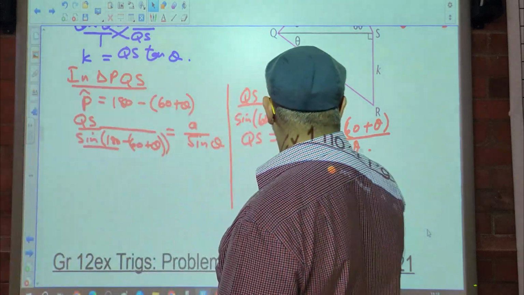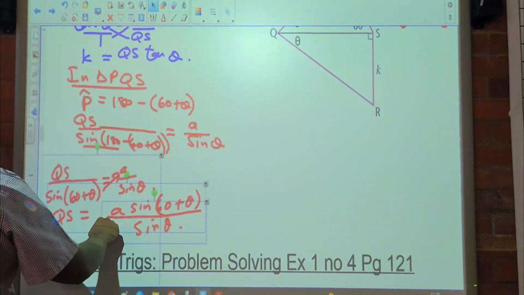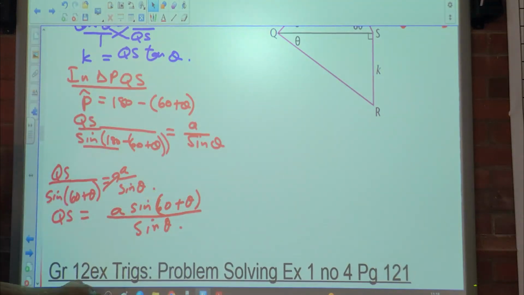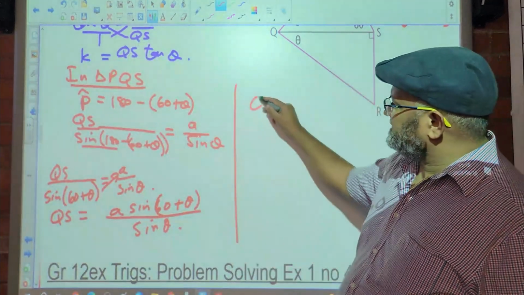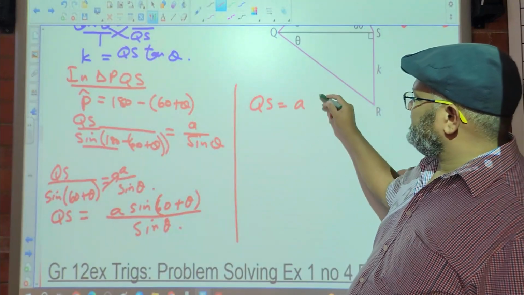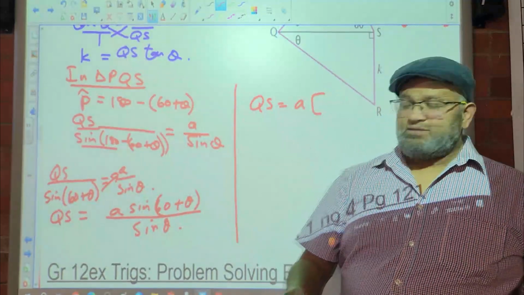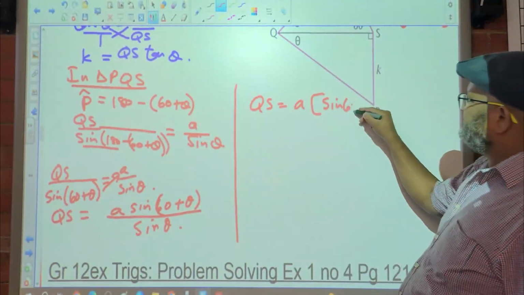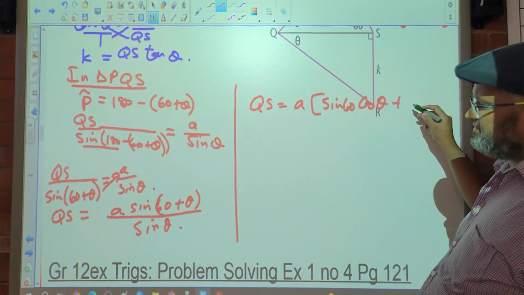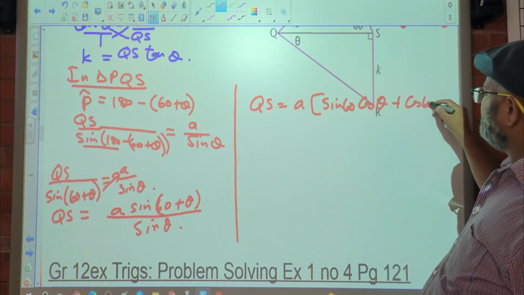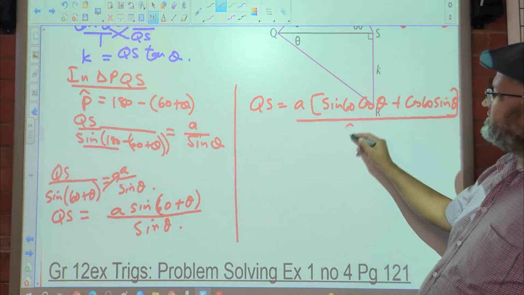Compound angles. This can be written as what? So QS is going to be A into sine alpha plus beta, which can be written as sine 60 cos theta plus cos 60 sine theta. And this is all over sine theta.